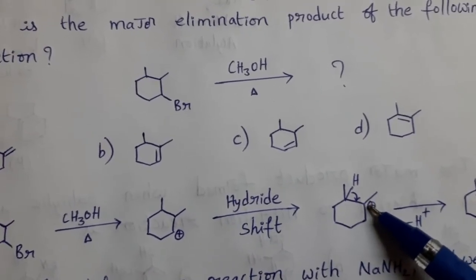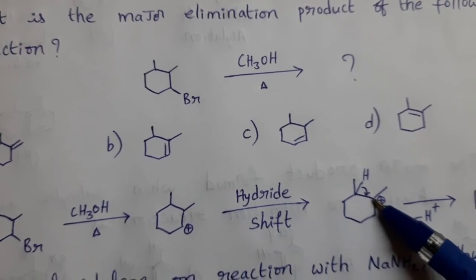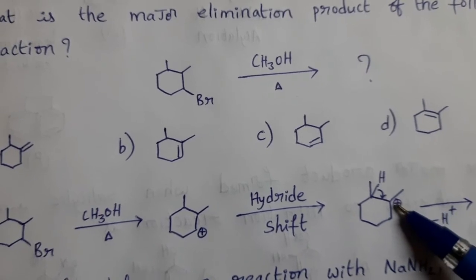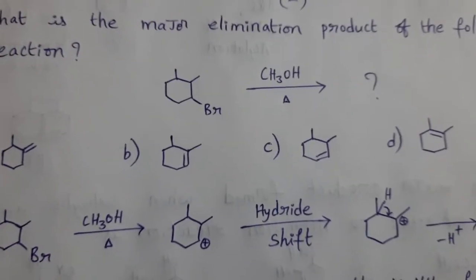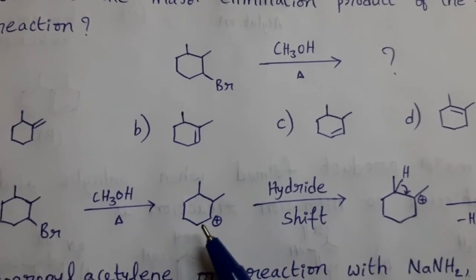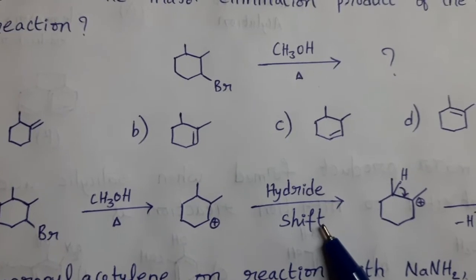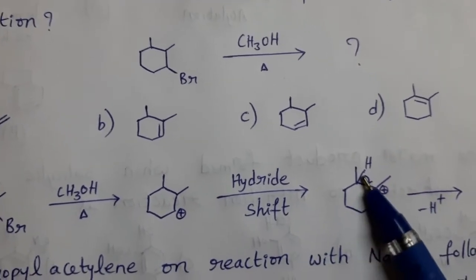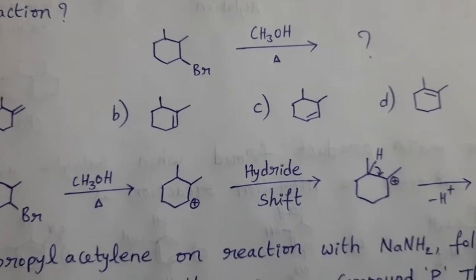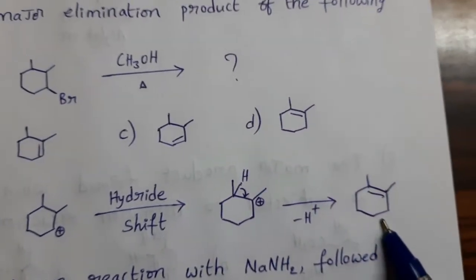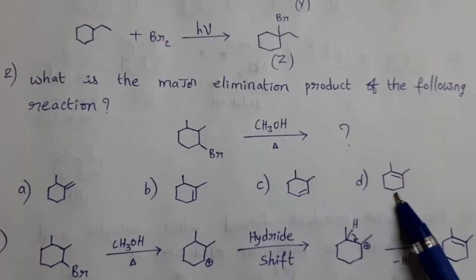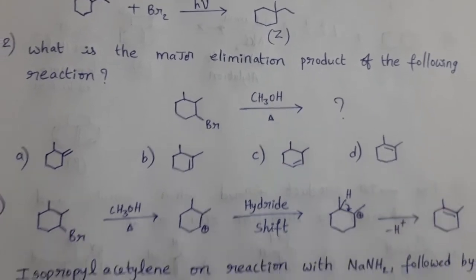Because it is a tertiary carbocation, this carbon atom is attached to 3 other carbon atoms: 1, 2, 3. So this is a tertiary carbocation. This carbocation is more stable than this one. So this type of hydride shift takes place. From the adjacent carbon atom, these bonding electrons are shifted to this. Hydrogen is removed in the form of H+. Finally, we can get this one. So what is the answer? Option D is the suitable answer. Next.